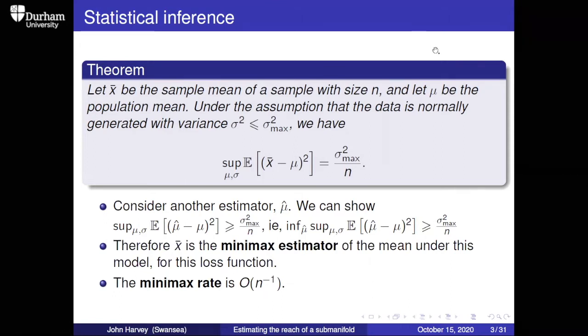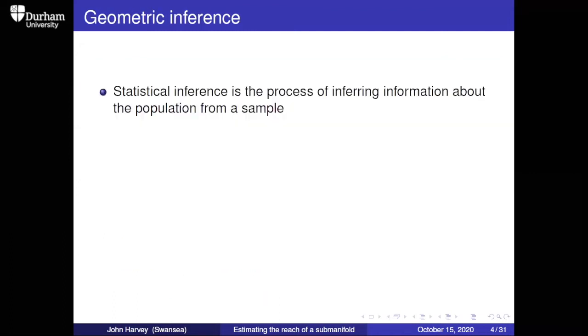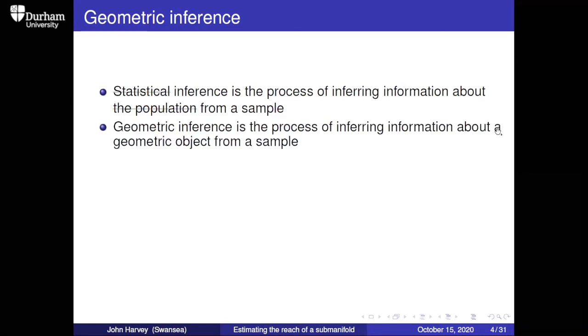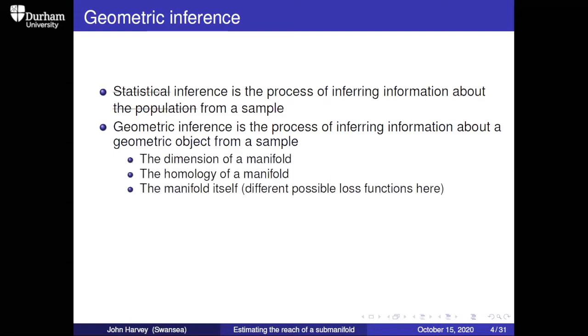Okay, so let us move on then to talk about some geometry. If statistical inference is the process of inferring some information about the population from the sample, then geometric inference is what we call the process of inferring information about a geometric object from a sample. So by a sample here, I just mean a lot of points that lie on the geometric object or maybe near it. And this is quite a new field of study.